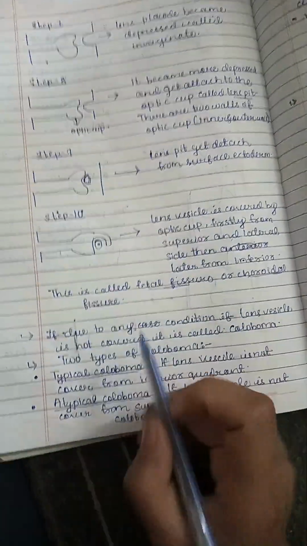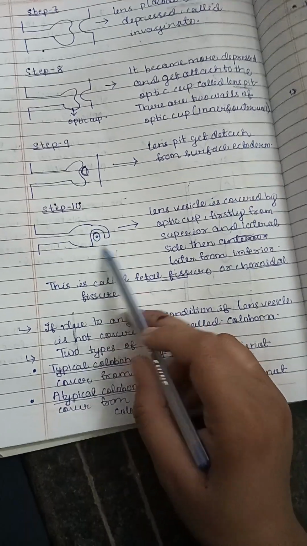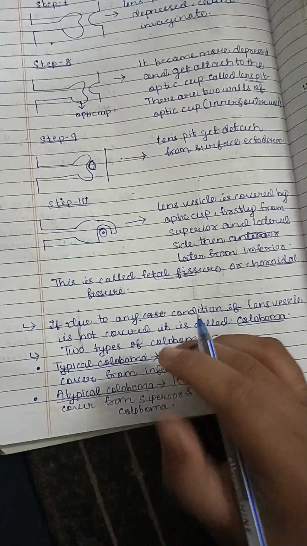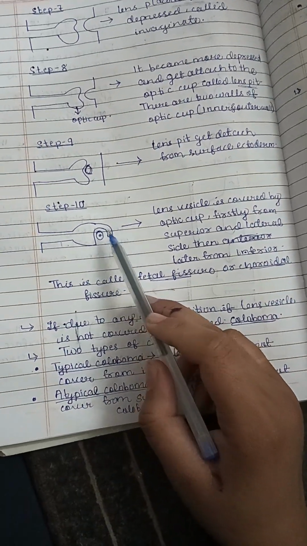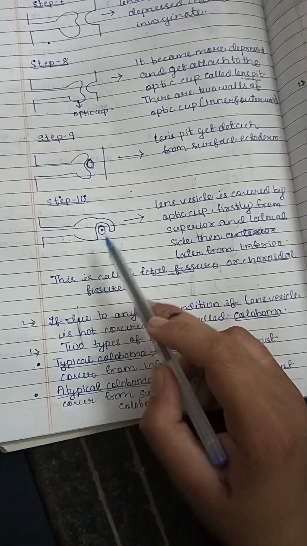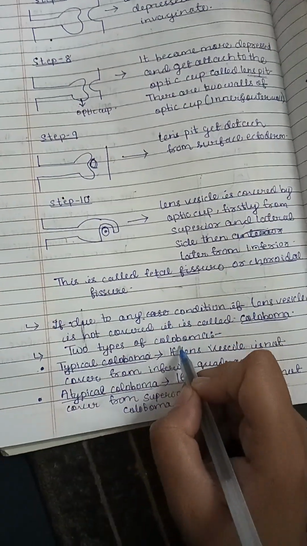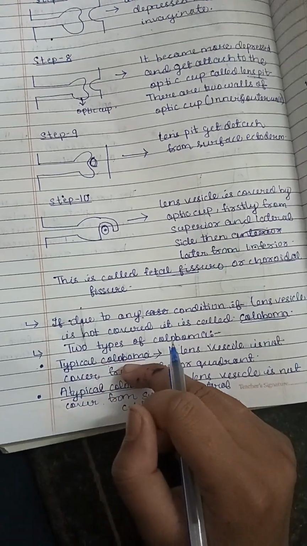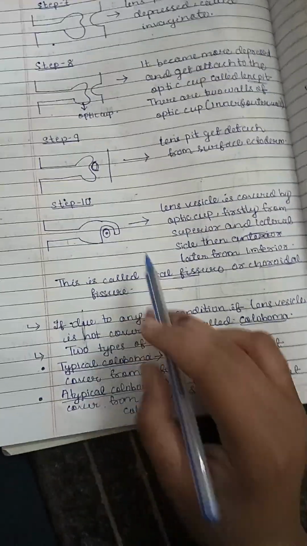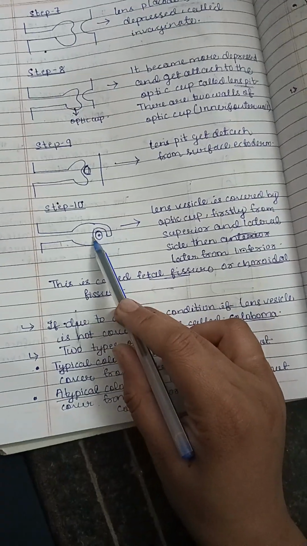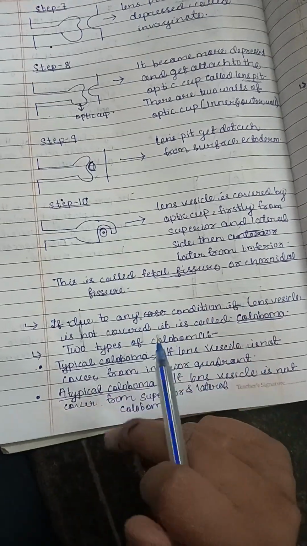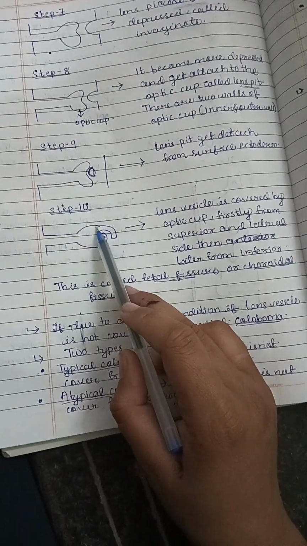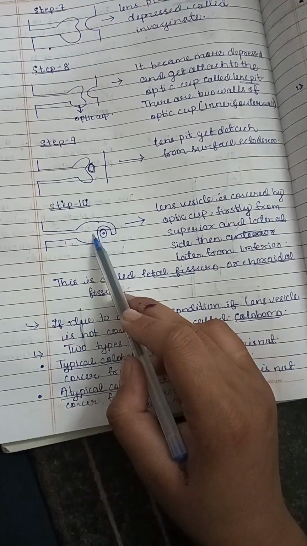If due to any condition this is not covered, it is called coloboma. As we know, if anything is not covered or the tissue is absent, it is called coloboma. There are two types of coloboma, typical and atypical. Typical coloboma is when the lens vesicle is not covered through the inferior quadrant, and atypical coloboma is when it is not covered from the lateral and superior quadrant.